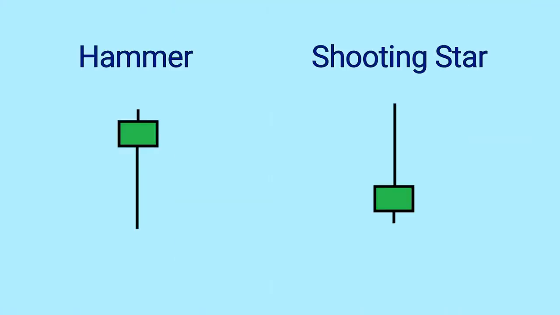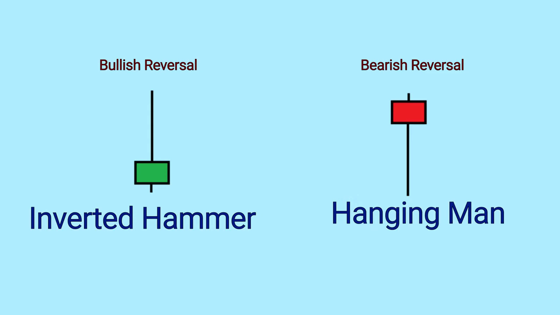Hello everyone, welcome back. In the previous video, we studied the hammer and the shooting star reversal patterns, one bullish and the other bearish, both mirror images of each other. Now in this video, we are going to study two more mirror image reversal patterns. The bullish one is called the inverted hammer and the bearish one is called the hanging man.